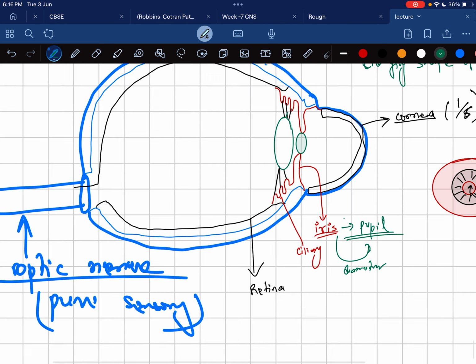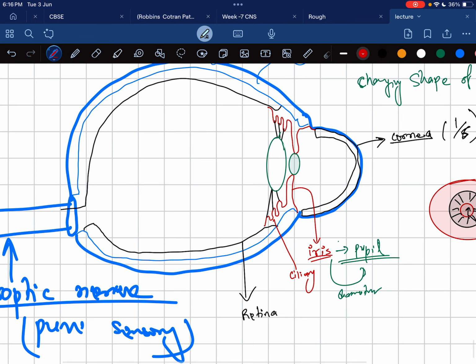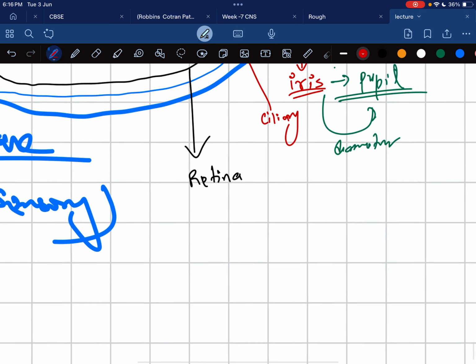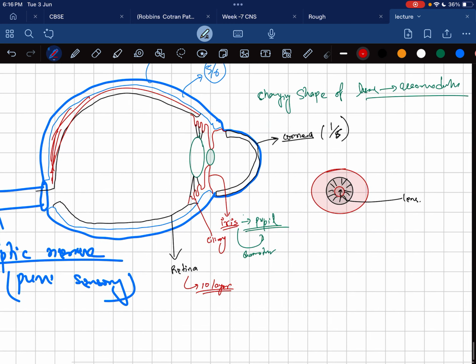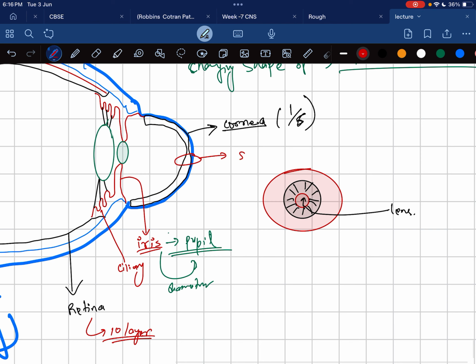This is the retina. The retina is a thin layer formed by 10 layers. In the retina there are rod and cone layers. I'm not going to describe all 10 layers. The retina is formed by 10 layers, and the cornea is formed by 5 layers.